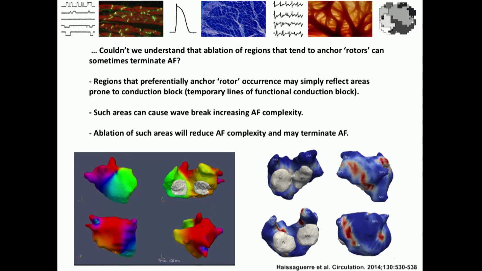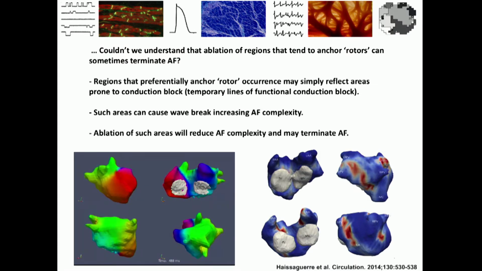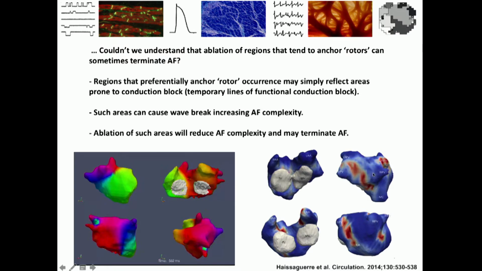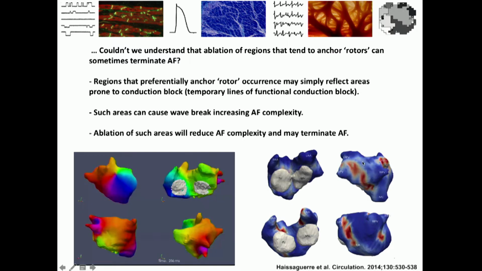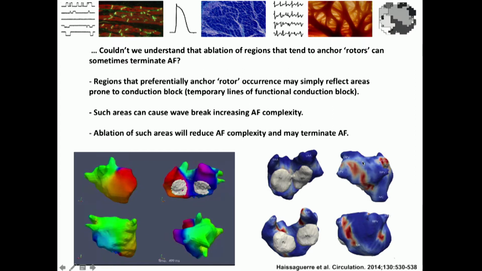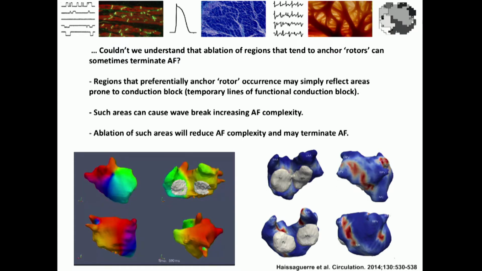And last but not least, couldn't we then also understand that ablation of regions that tend to anchor rotors, at least temporarily, can sometimes terminate atrial fibrillation? Because regions that preferentially anchor rotors may simply reflect areas that are prone to conduction block, that contribute to the increased stability of atrial fibrillation because they increase the complexity of AF. Those areas identified by preferential occurrence of rotors may reflect areas prone to conduction block, that during the fibrillatory process increase the complexity of atrial fibrillation. And when you then ablate them, this may, maybe not always, but sometimes terminate atrial fibrillation.